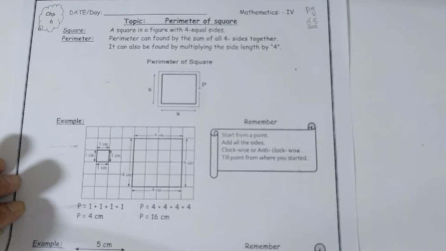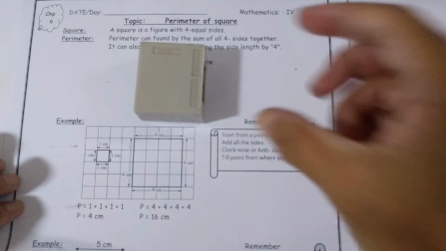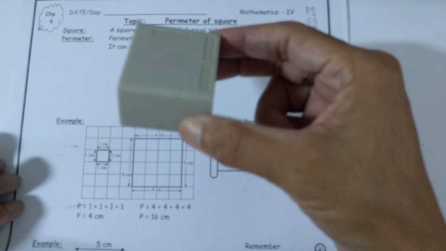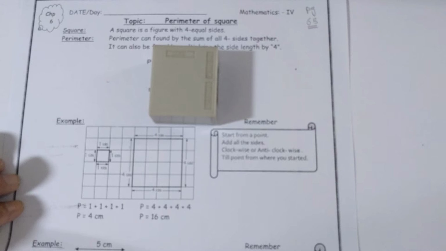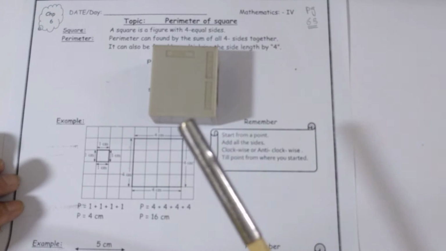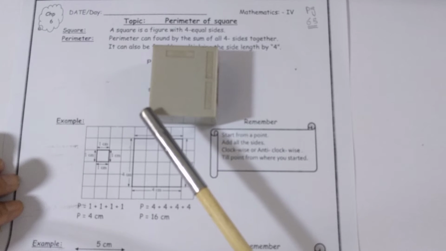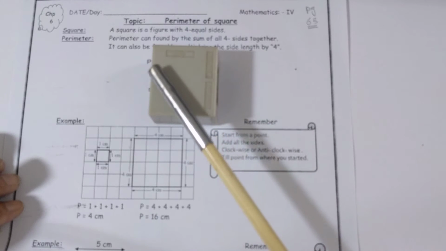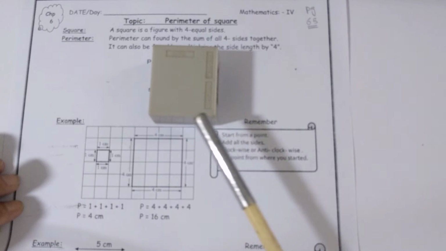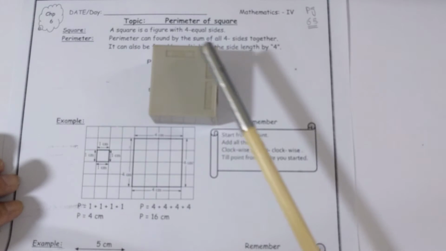Look at this object. This one is a square box. What will be the perimeter of this square box? You have to just find the distance, the boundary of the square shape. You will start from here. Boundary: first side, second side, third side and fourth side. So this boundary of this square shape is actually the perimeter.